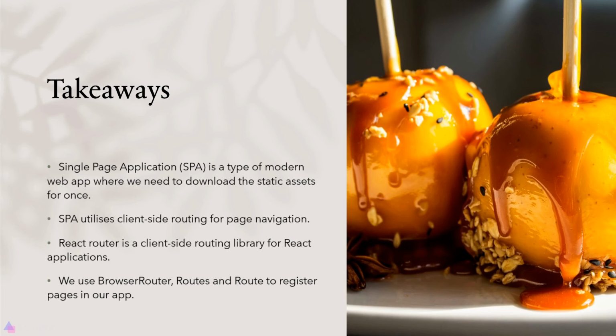Alright, key takeaways for this lesson. Single page application, or SPA for short, is a type of modern web app where we need to download the static assets only once. SPA utilizes client-side routing for page navigation, and React Router is a client-side routing library for React applications. In order to register routes in our application, we need to use the BrowserRouter, Routes, and Route components from the React Router library. That's it for now, and I'll see you again in the next video.